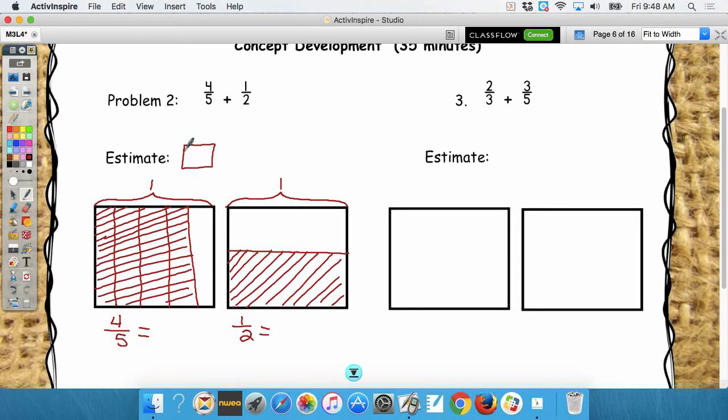Okay, look at your shaded parts. You think that's going to be more than 1 whole? Probably so. Okay?